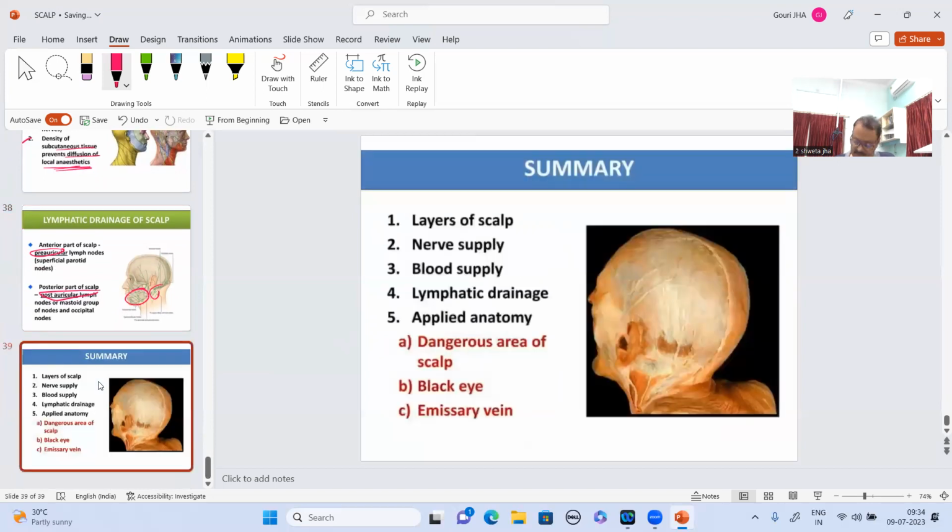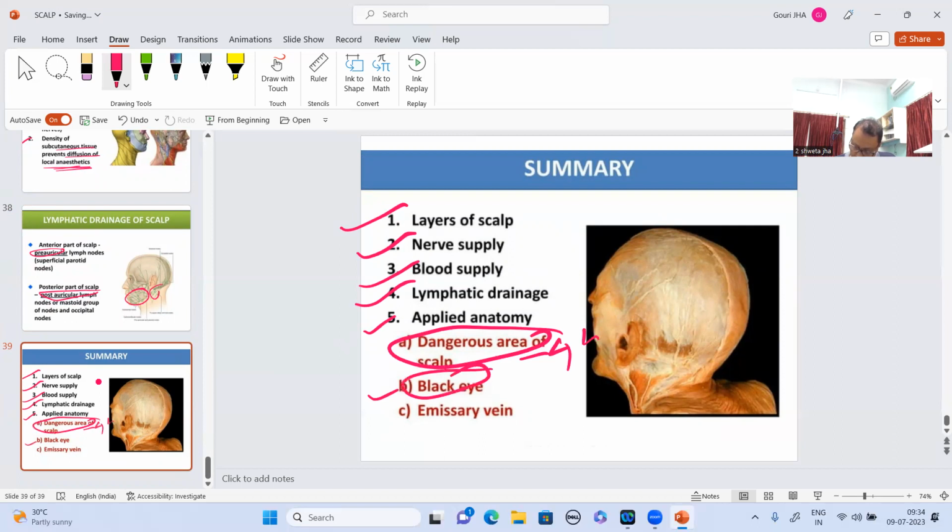So what we have read in this chapter is the layers of the scalp, the nerve supply of the scalp, blood supply, the lymphatic drainage, and applied anatomy. We have the dangerous area of the scalp. This is the fourth layer, the black eye. Why black eye? Because of the non-bony attachment of the frontalis muscle, causing the three layers to become one layer, and there is a potential space between the three layers and the fourth layer. And the emissary vein, the vein which is valveless and which connects the outer world from the inner world.